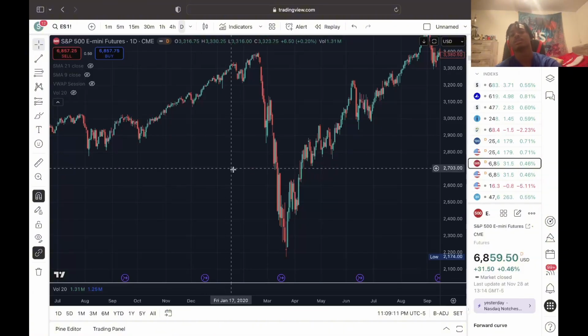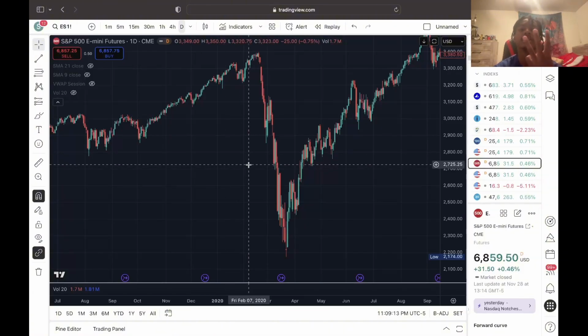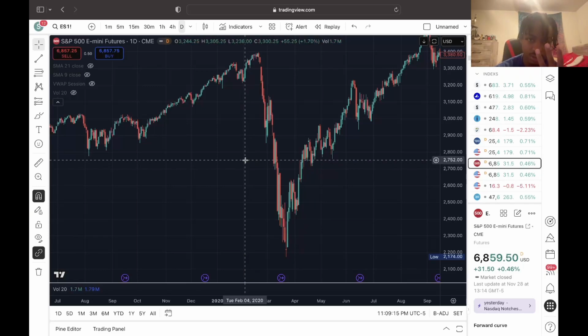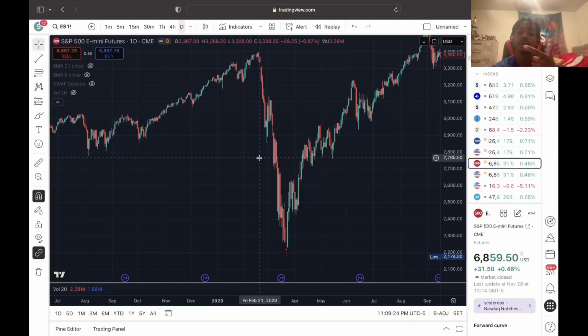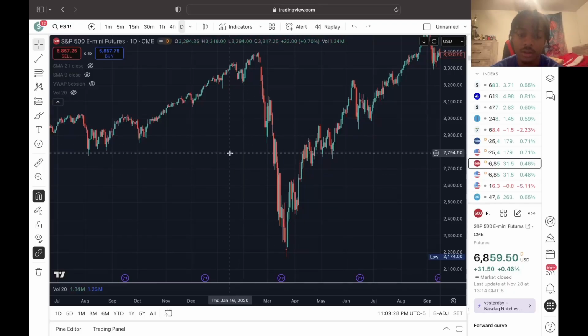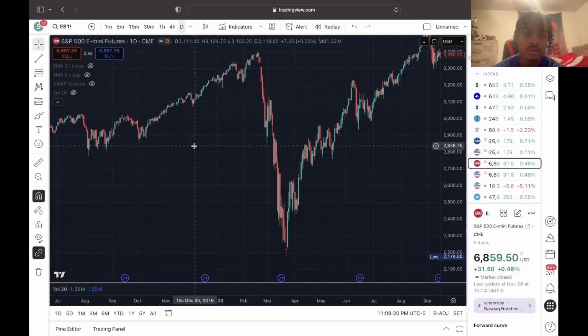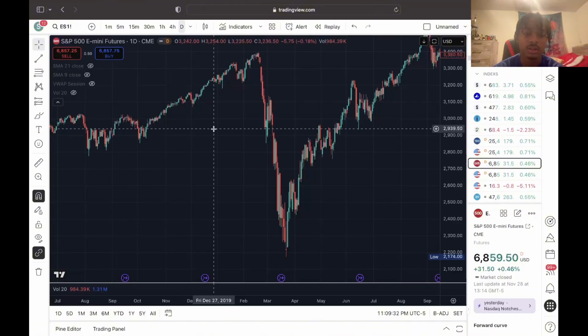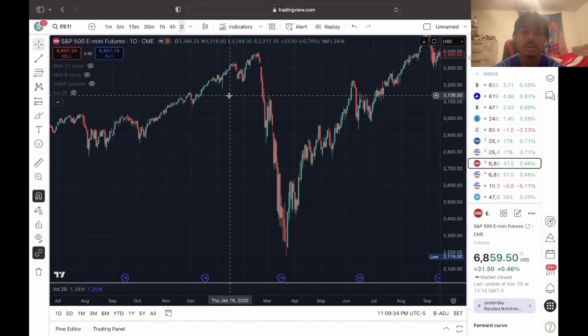Whenever you look at your chart, you're going to have three different types of structure, right? We're either going to have an uptrend when we're going up, a downtrend when we're going down, and then there's a third type, which is just sideways consolidation, which basically means the price is going nowhere and we're just moving sideways.